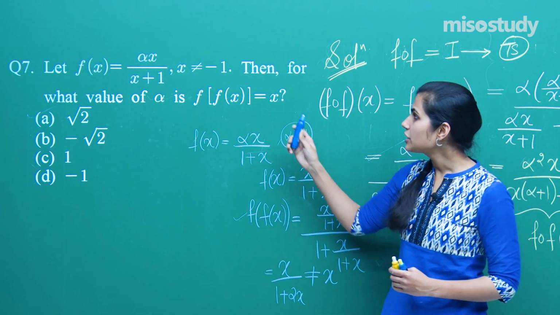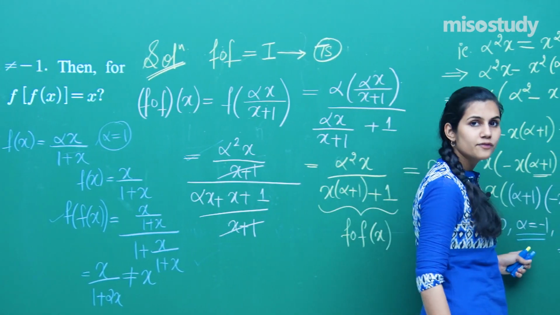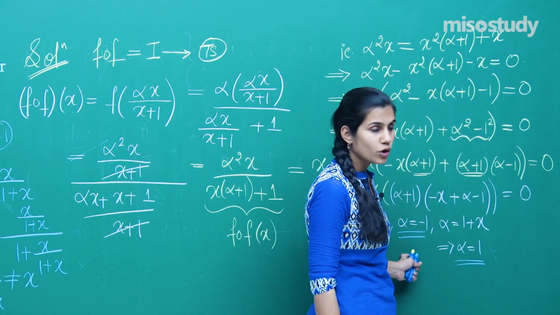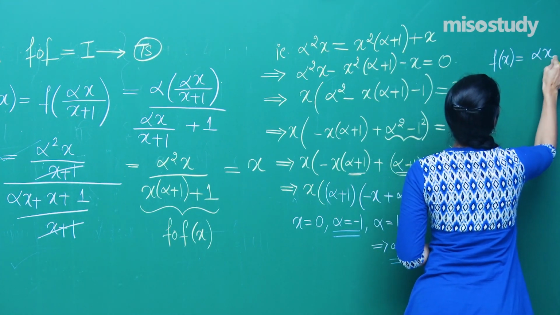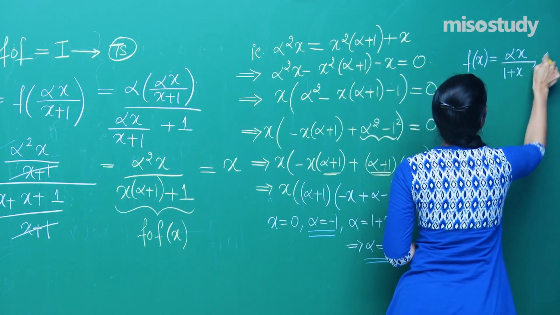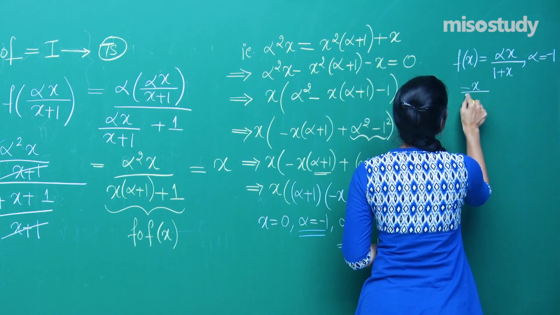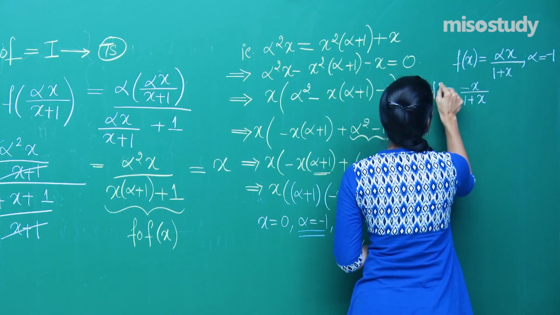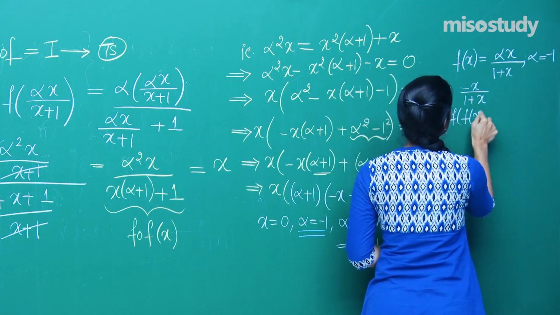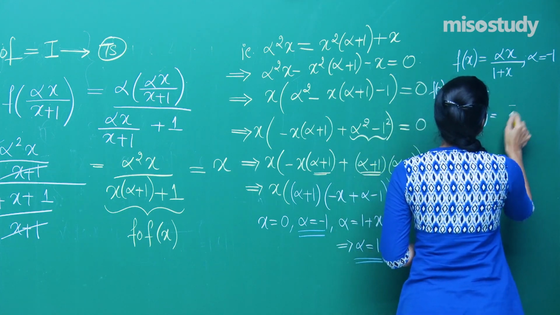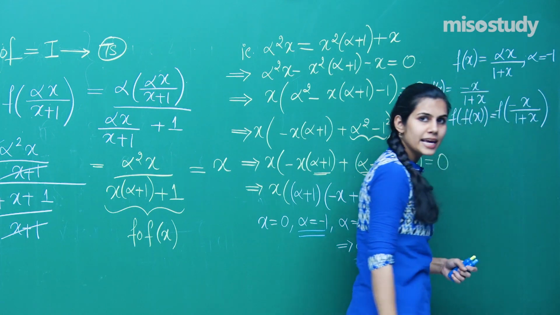Whereas if in this particular f, which is alpha x upon x plus 1, I try and incorporate alpha equals minus 1 as the alternative option, then f(x) equals alpha x upon 1 plus x with alpha equal to minus 1 gives me minus x upon 1 plus x as my f of x. And so f of x becomes minus x upon 1 plus x.